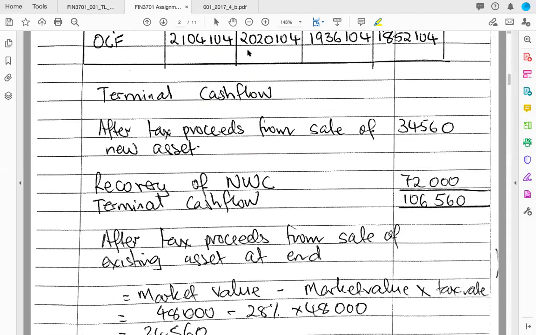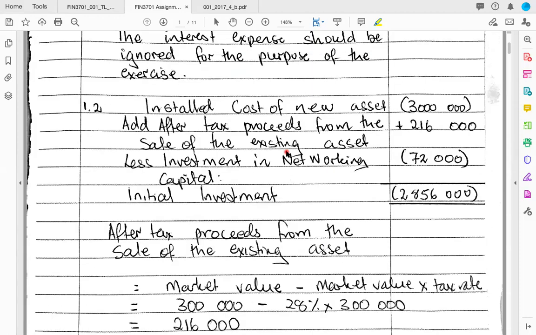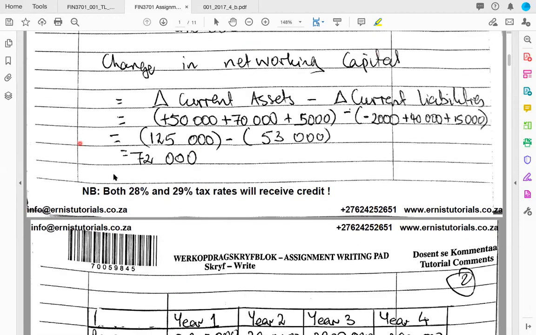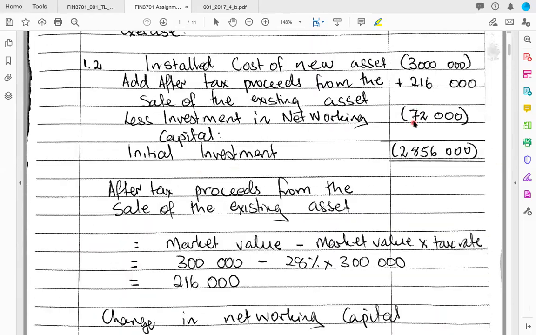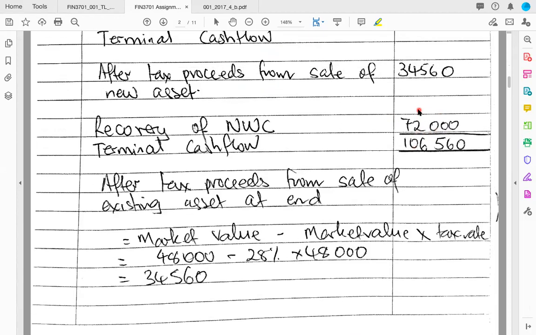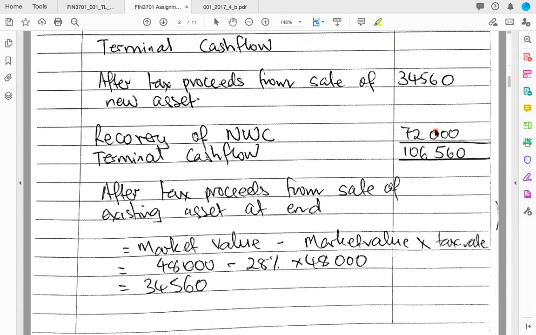But for this particular example, initially money went out as a result of net working capital because our change in net working capital was positive. So money went out at the beginning, and at the end of the project that money is going to be recovered. So it's going to come back. Our terminal cash flow here will simply be the sum of the after-tax proceeds from the sale of the new asset plus the recovery of net working capital, giving us a terminal cash flow of 106,560.